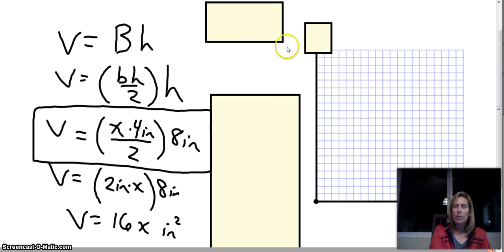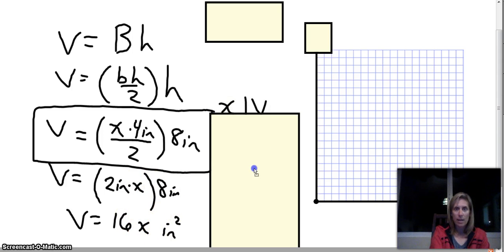So we are going to go over and create a table first. The input, the independent variable, is x. The output, which depends on what we put in, is v, for volume. So let's choose some easy values for x.